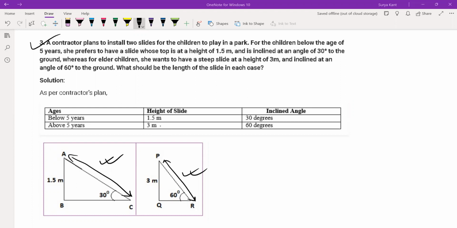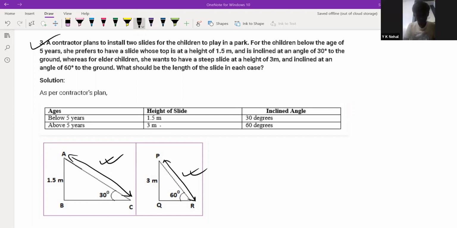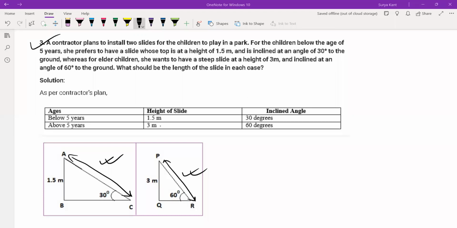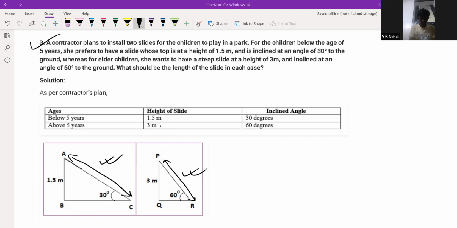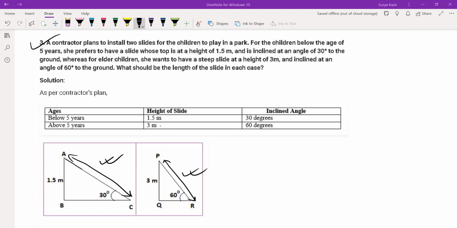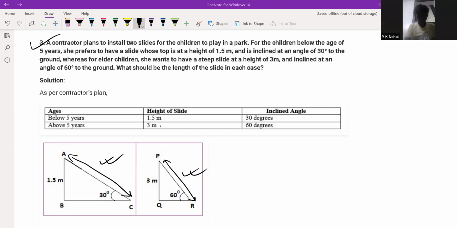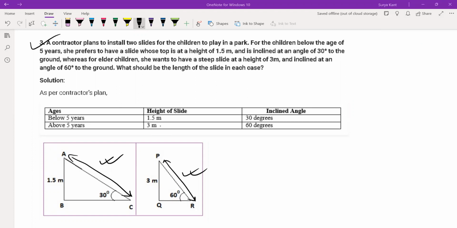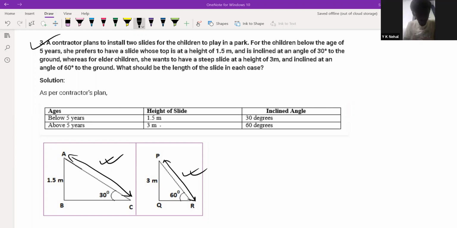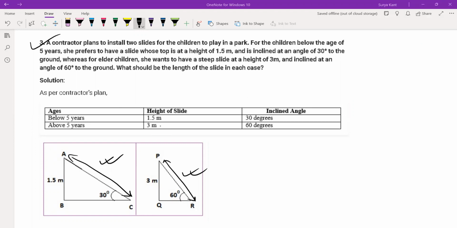Find the length of AC and PR. Nehal, you understood the question? Yes, sir. Yeah, find. Yes, sir. Got the answer of sine 30. Sine 30 is 1 by 2. What is the length of AC, you tell me? Sir, 2.1. Is it correct? Length of AC is 2.1? Okay. So should you use sine, cos or tan? What should you use here?